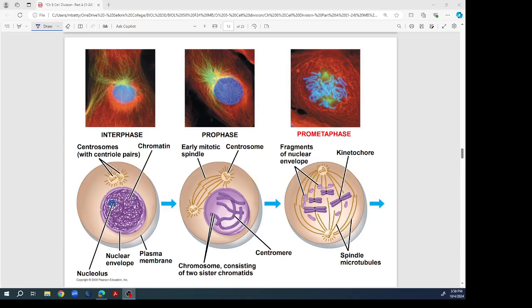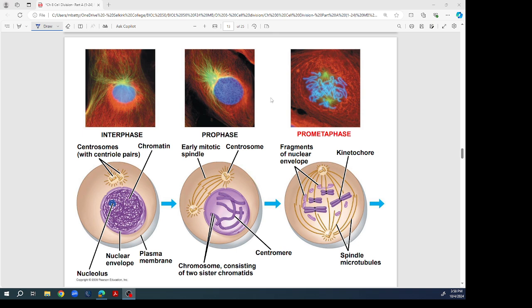So this part I'm going to try and summarize the phases of mitosis for us. So interphase, prophase, prometaphase are the first three, and then we'll move on to the last three as we go into metaphase, anaphase, telophase, cytokinesis. So I like some pictures. I've tried to summarize the pictures in words that follow these.